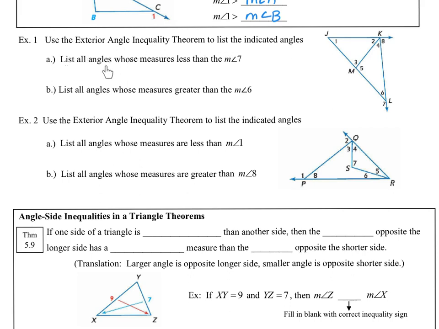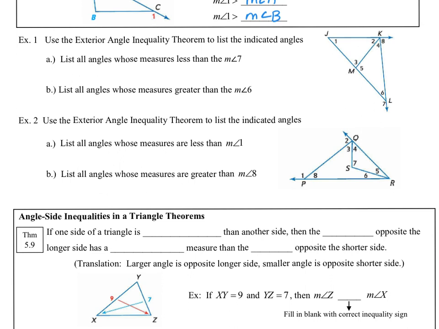So we're going to list all angles whose measures are less than the measure of angle 7. So if you look at angle 7, 7 is an exterior angle to two angles. It's exterior to angle MKL, so it's exterior to this angle, but 7 is also an exterior angle to JKL. So that means the measure of angle 7 would be greater than these two remote interior angles, and then when we look at the big triangle, 7 is greater than these two remote interior angles, if we add 2 and 4 together.